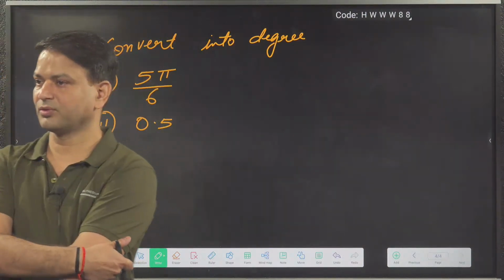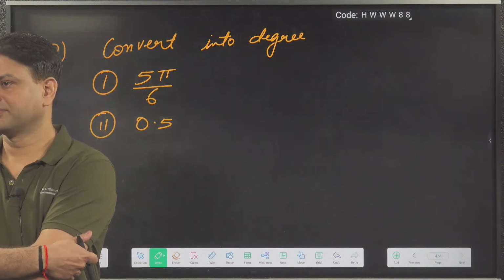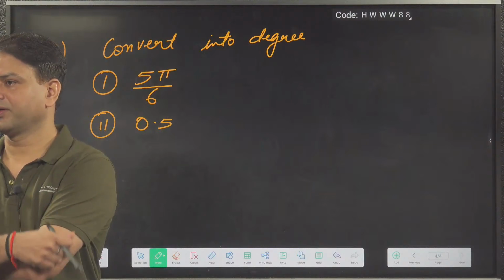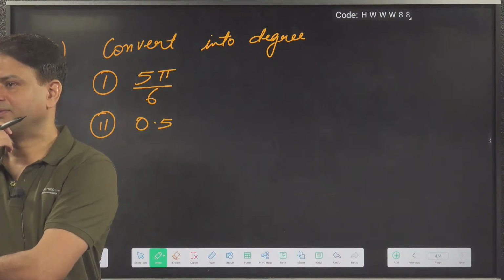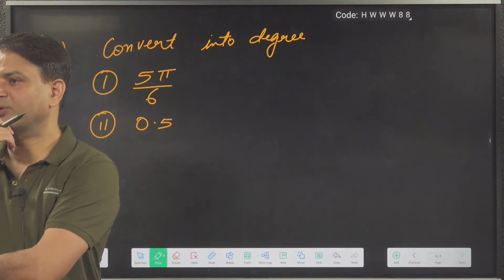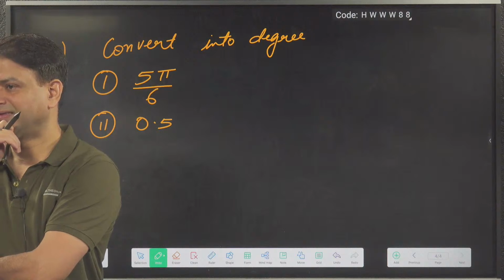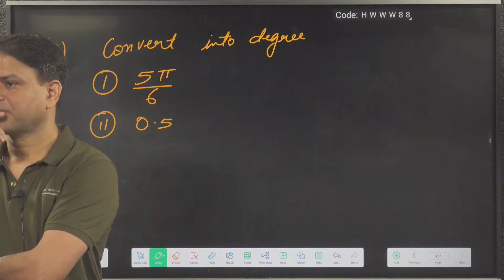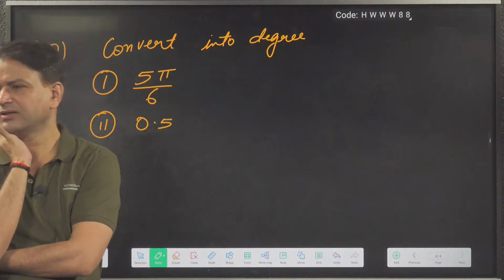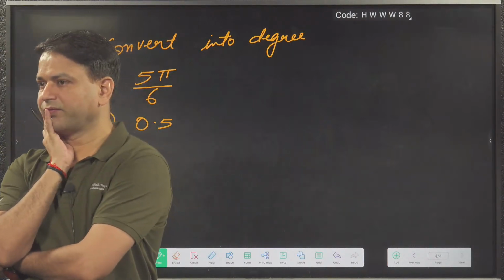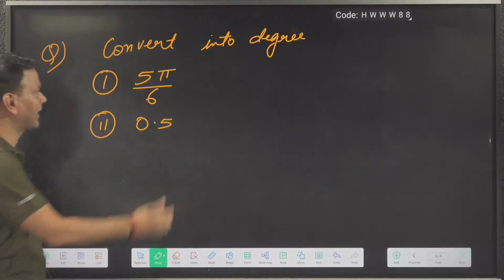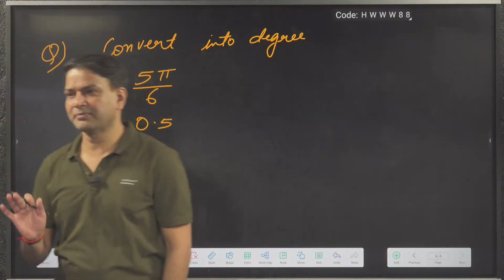150 degree. Okay, good. What is the problem in 5 pi by 6? First one everybody got 150. Okay, so the answer is 150. So 5 pi by 6. Again, first I am saying the procedure.